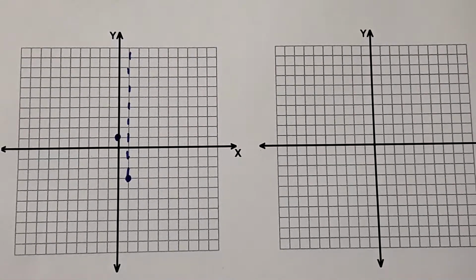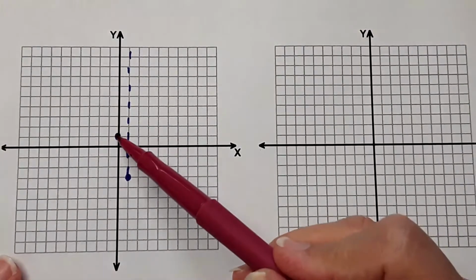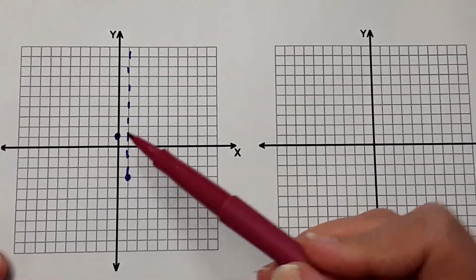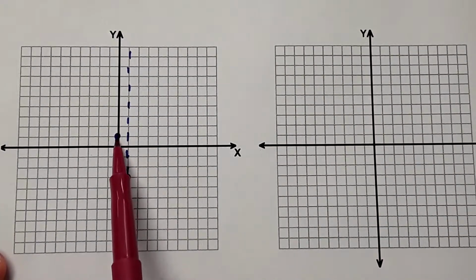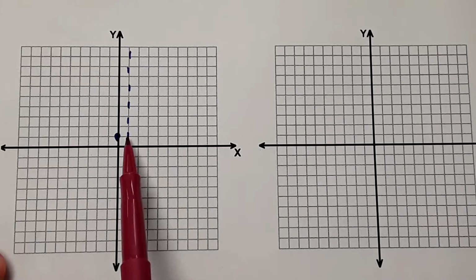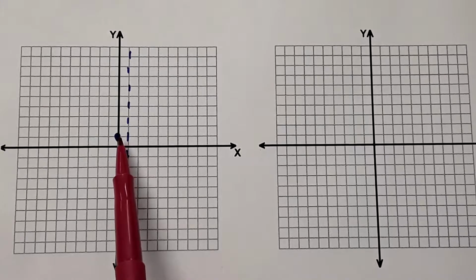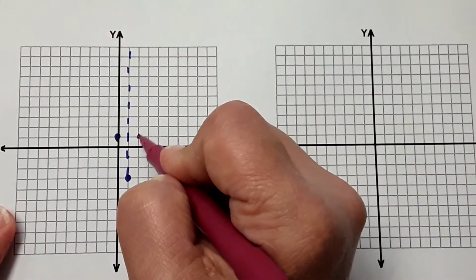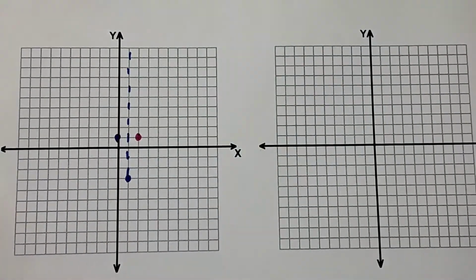I said you need 5 points. I'm going to show you how to find a third point without having to do any math, okay? This is my y-intercept. This is the axis of symmetry. See how this point is 1 unit away from the axis of symmetry? There's a mirror image of a point that is 1 unit away from the axis of symmetry in the other direction. So that's my other point.